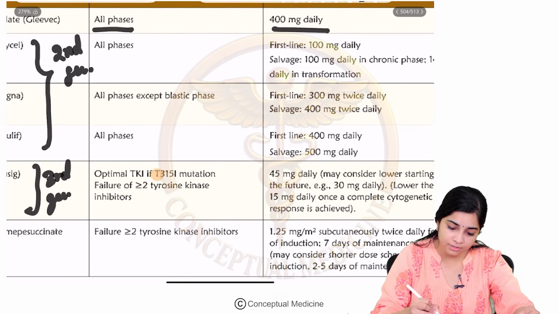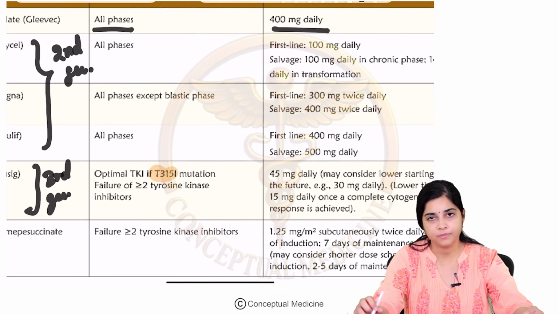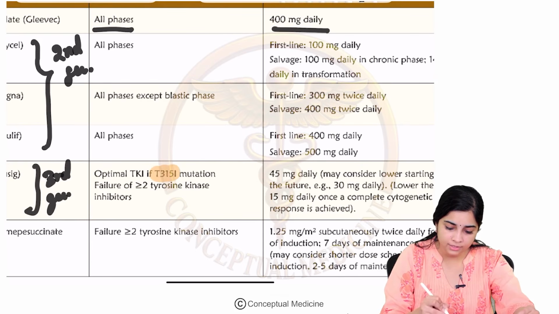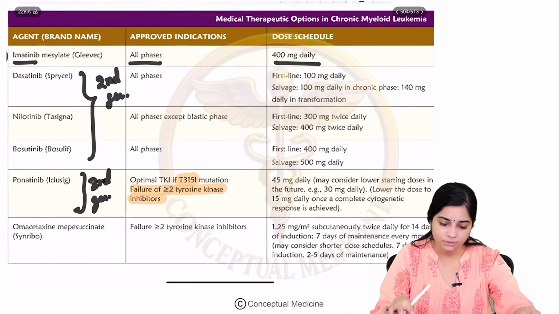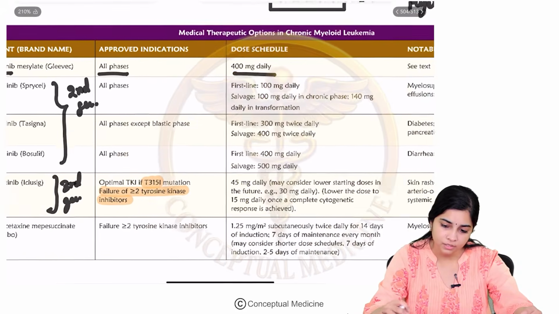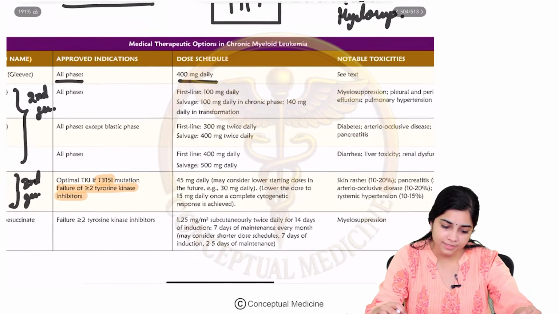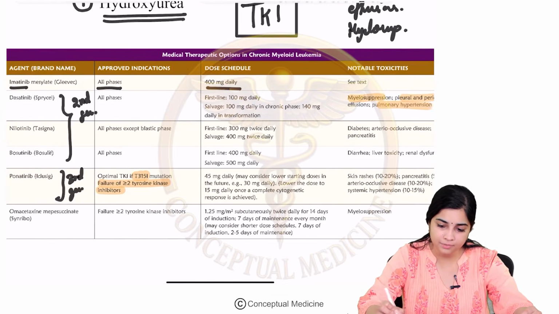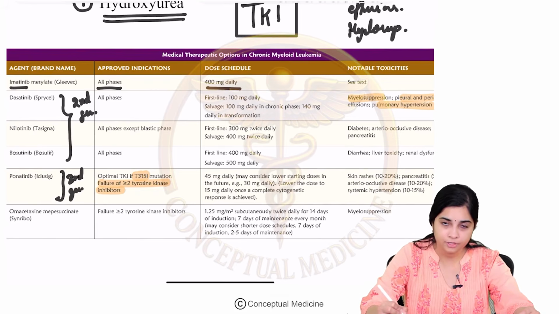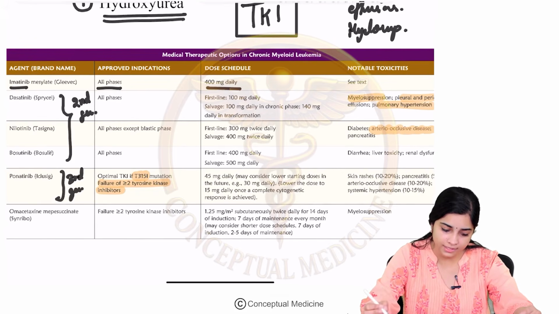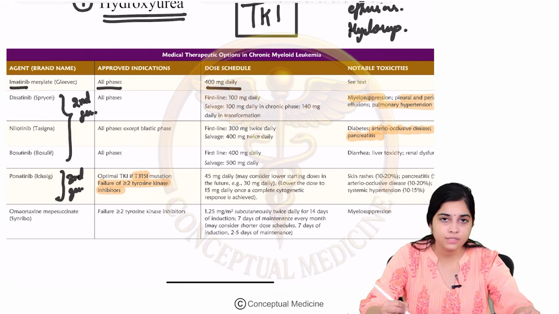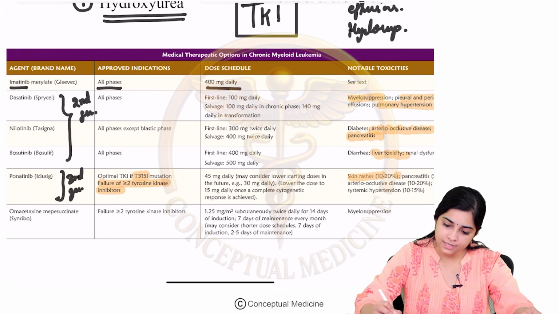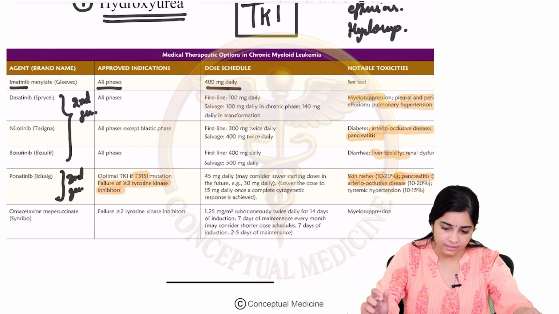The mutation you have to remember is T315I. Okay, T315I mutation, where there is failure of more than 2 tyrosine kinase inhibitors, then you use Ponatinib. Okay. So, some of the important side effects that you have to remember: Dasatinib causes myelosuppression, pleural effusions, pulmonary hypertension. Nilotinib, you will have to remember, increased risk of arterio-occlusive crisis and pancreatitis. Bosutinib is associated with predominantly GI toxicity. Ponatinib has a high risk of skin rashes, arterio-occlusive disease and pancreatitis.